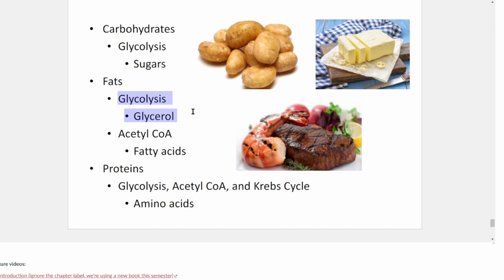Fats give glycerol for glycolysis, and fatty acids for acetyl CoA. For this class, I don't think we'll need to know what it's made of, but it's probably made up of some sort of fatty acid. We can get that from butter. And proteins, we can use in glycolysis, acetyl CoA, and the Krebs cycle for those amino acids. And we got some shrimp and meat there.